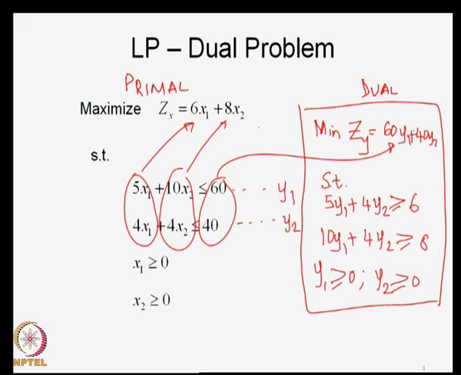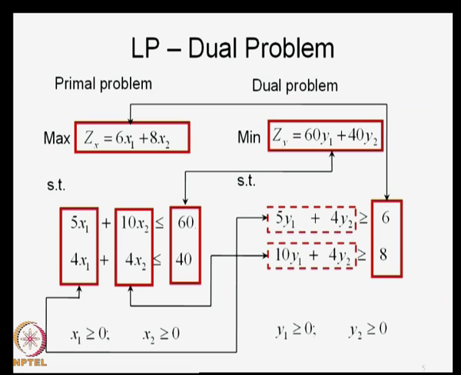I will show now a more general way of expressing this. So, what we did here is that the primal problem was maximize z x is equal to 6 x 1 plus 8 x 2. I write the dual problem objective function as minimize z y, and the coefficients of the objective function are in fact the right hand side values, which are the b i values, if you recall b 1 and b 2 of the original constraints.